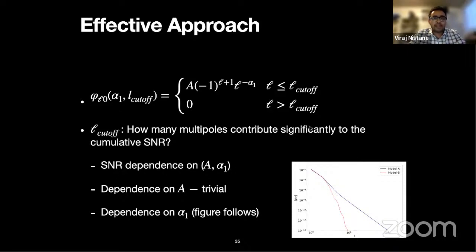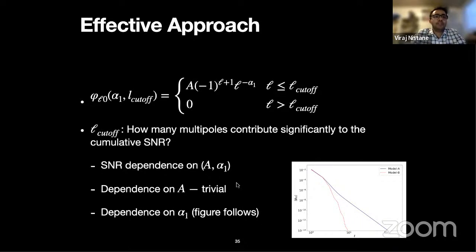So fixing the L cutoff, for now, let's fix this L cutoff to the value of 2, we'll see why. Fixing the L cutoff, we are left with two remaining parameters. The first is the amplitude, and the second is the slope of the phi L0. So there is direct signal to noise dependence on these two parameters. The dependence on the amplitude is quite trivial. The signal to noise simply shifts with the shift in amplitude, just linearly or directly proportionally.